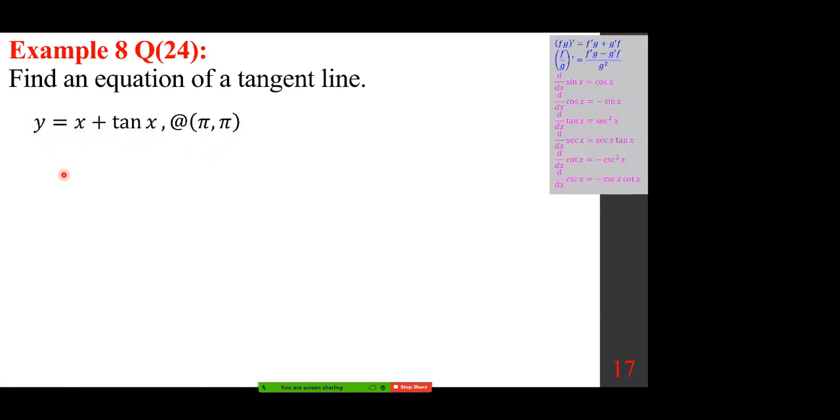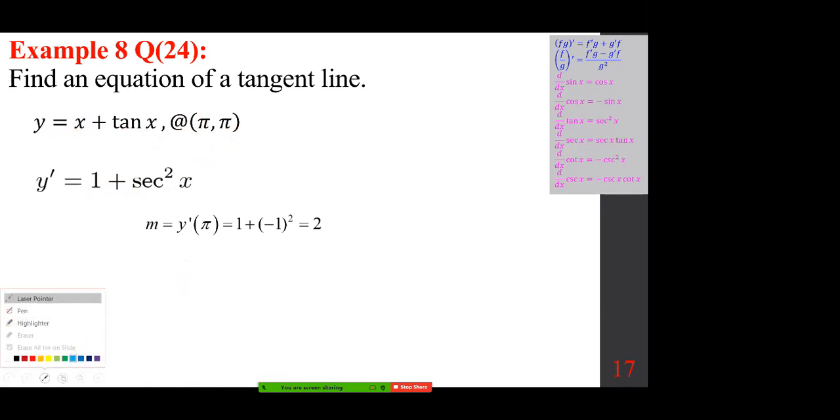Y prime is x gives you 1, tan gives you secant squared. So what is the slope? Well, plug in pi. So m is y prime of pi. That means m is 1 plus secant squared pi. Now, what is secant of pi? It is 1 over cosine pi. Let me just write that.